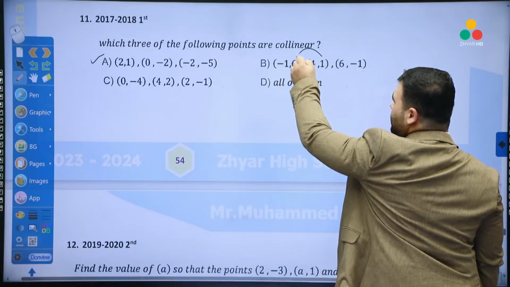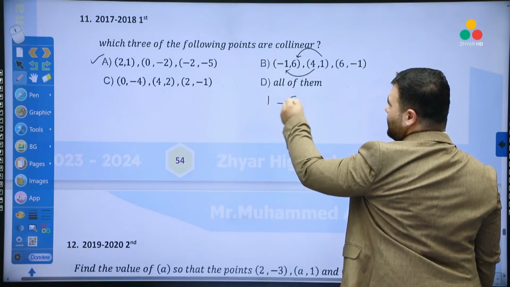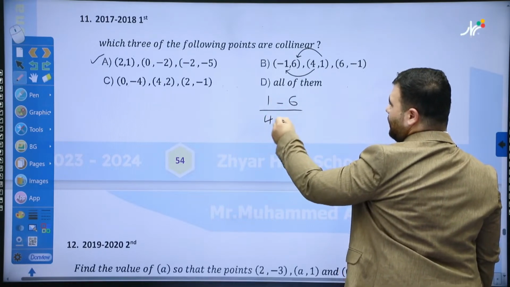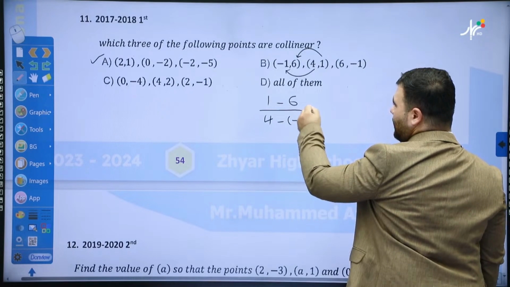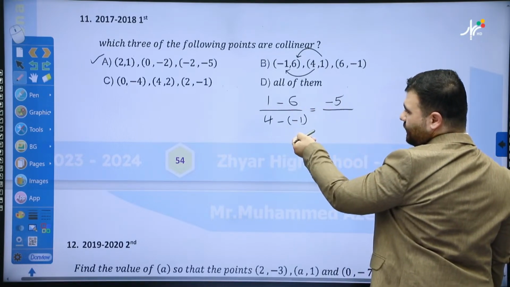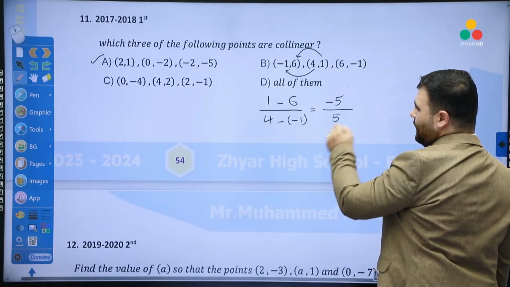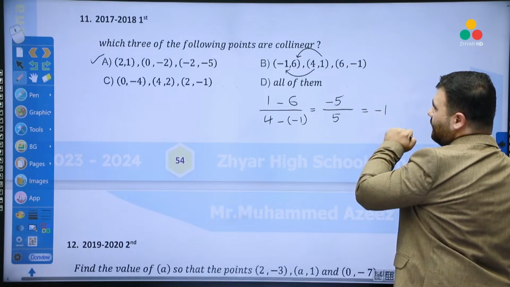Let's check for B. Slope is y2 minus y1 over x2 minus x1, 1 minus 6 over 4 minus negative 1. This is equal to negative 5 over 5, since 4 minus minus will be plus. The result is negative 1.